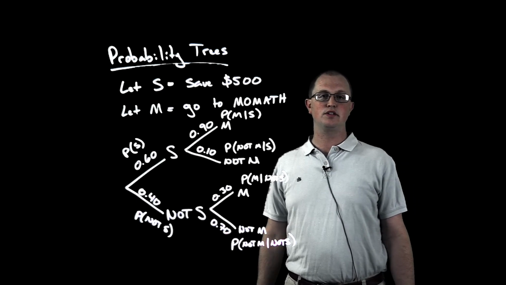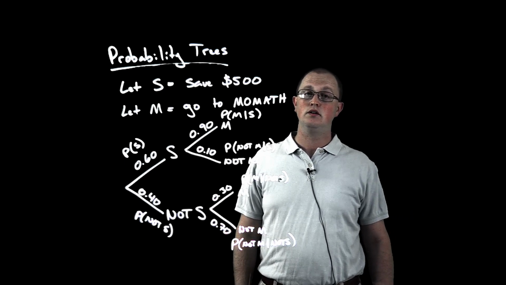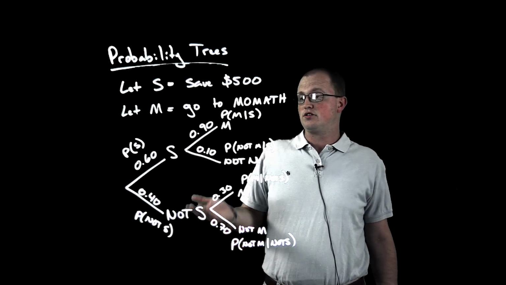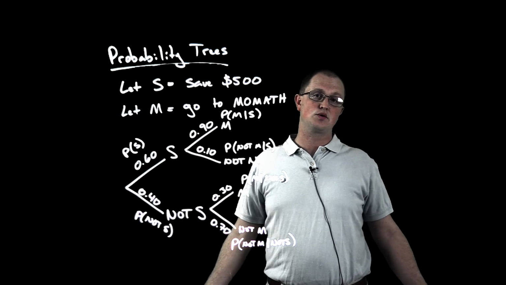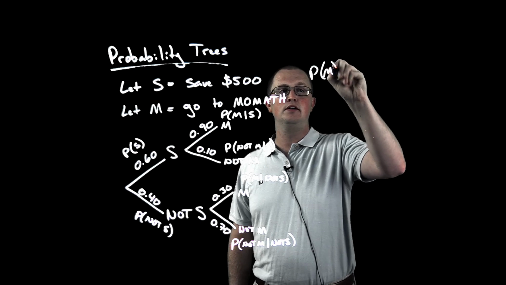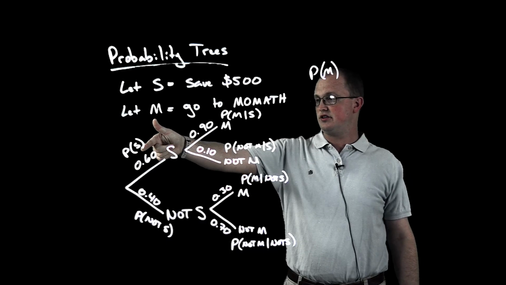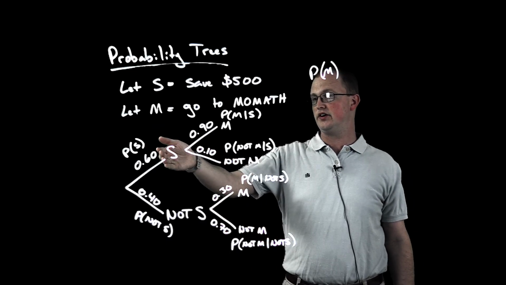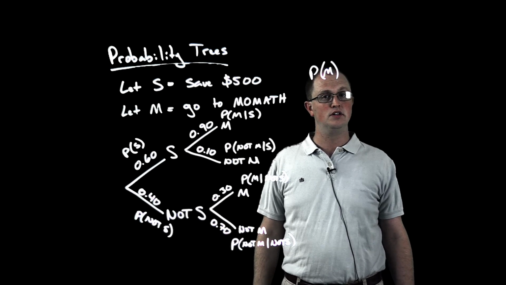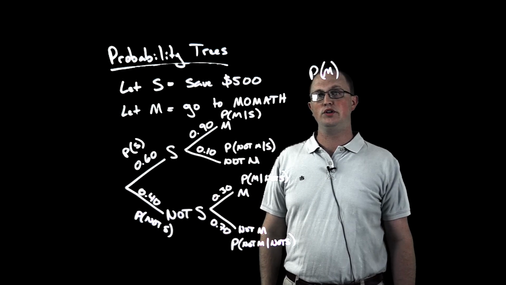So maybe we want to ask the question that I'm sure you're all dying to know. What's the probability that you get to go to MOMAF? There's multiple ways for us to get there, so let's ask what's the probability of that happening? So we can ask what's the probability of M? But unlike S, where we actually have a probability of S occurring, all of our probabilities that have to do with M are conditional. So how do we answer the question of what's the probability that we get to go?